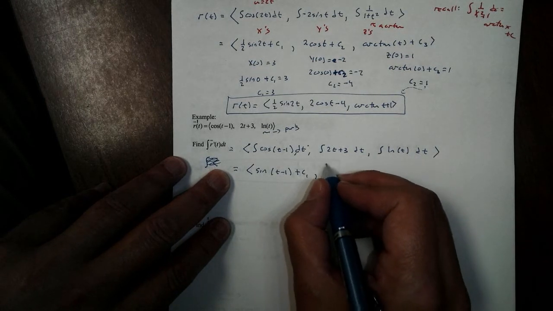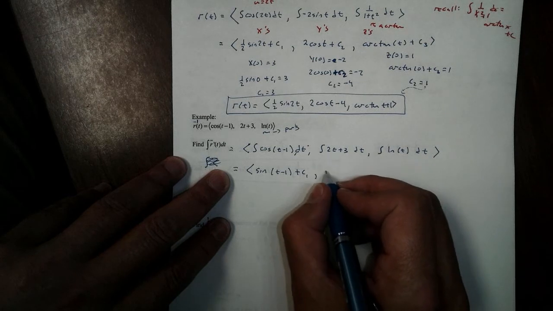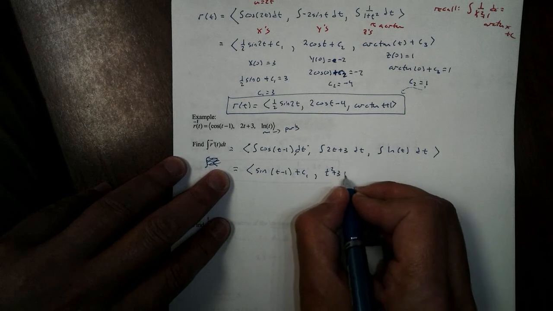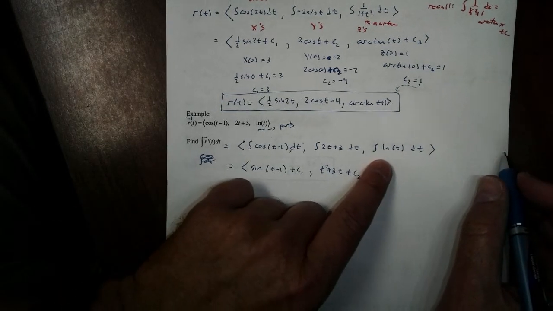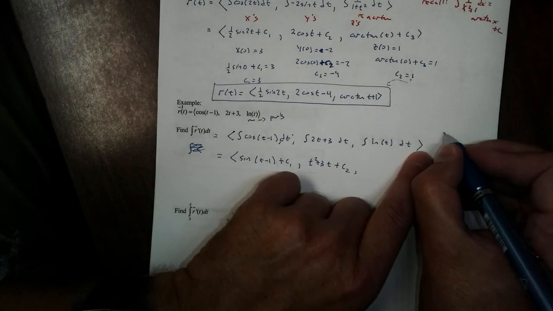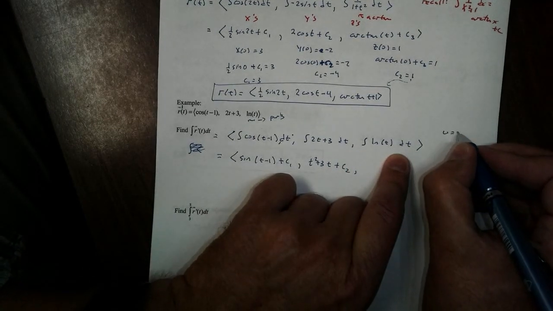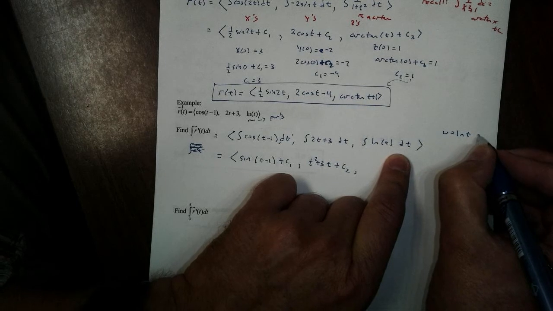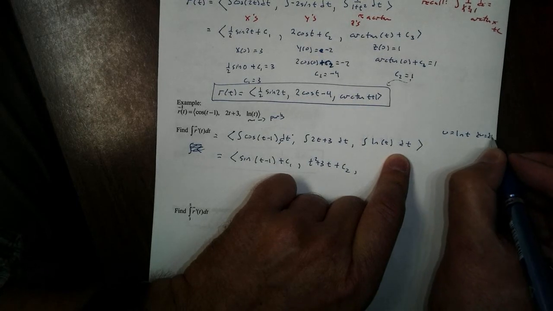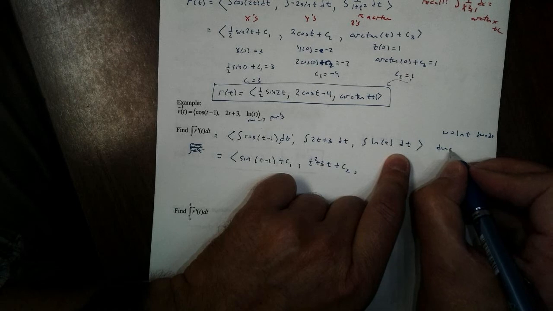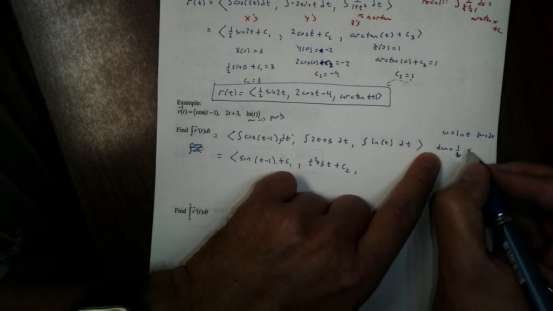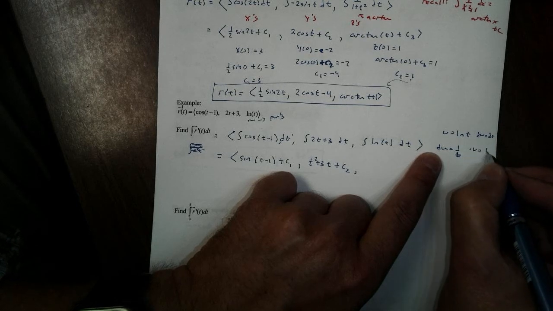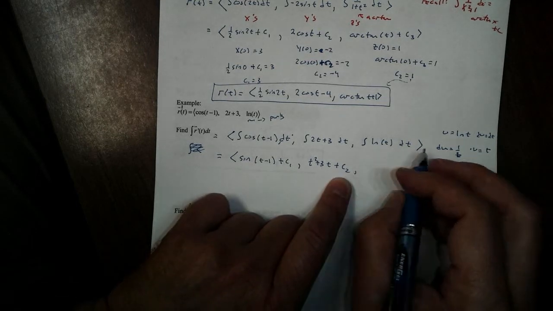And let's see here, the next one, what's that going to become? That's just t squared plus 3t plus c2. And over here, you've got your integration by parts. So if we let u be the natural log of t, dv would be dt, so du would be 1 over t, and v would be t. So this becomes, what's that?